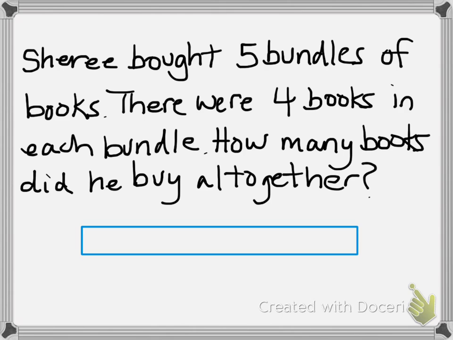Cherie bought 5 bundles of books. There were 4 books in each bundle. How many books did she buy altogether?